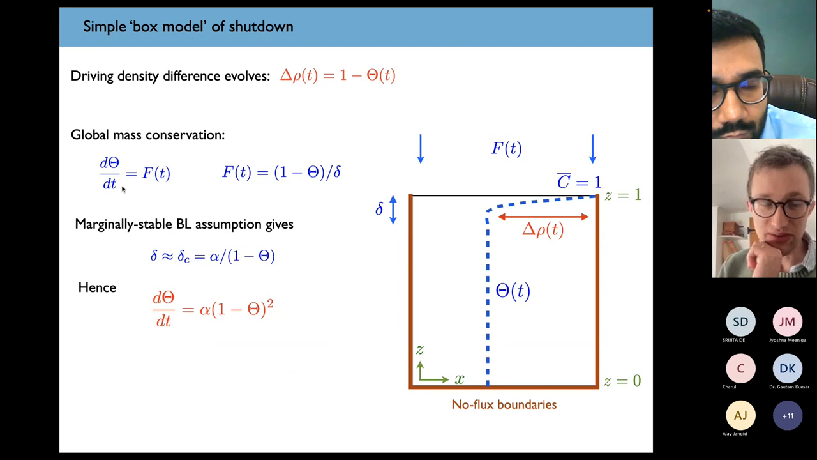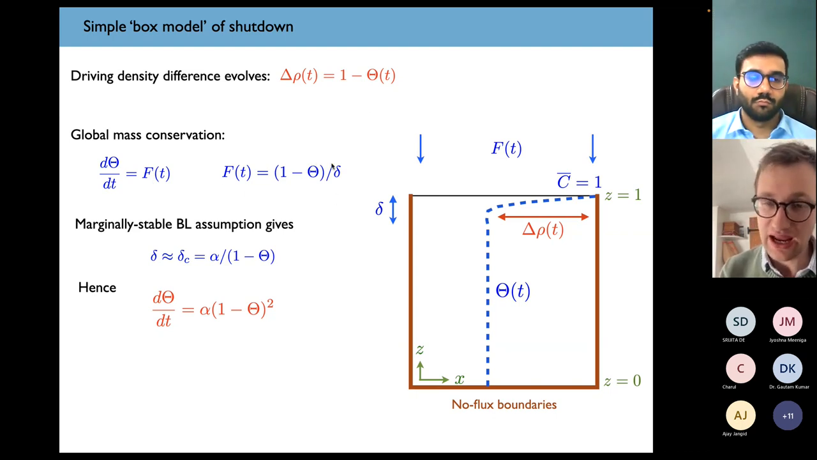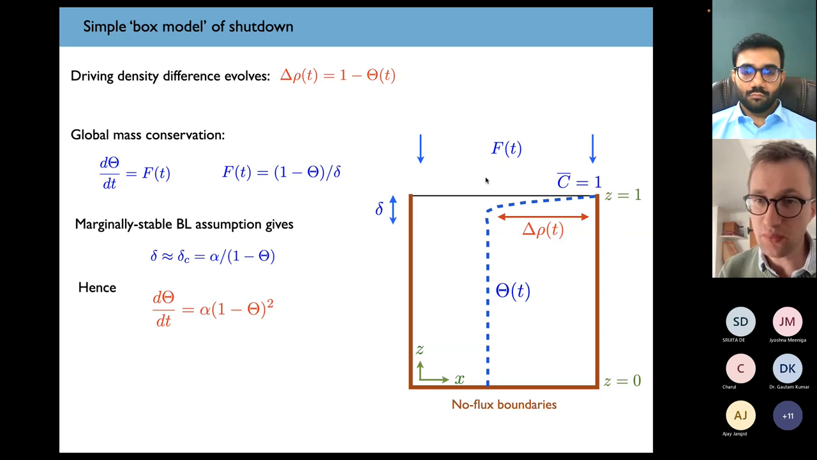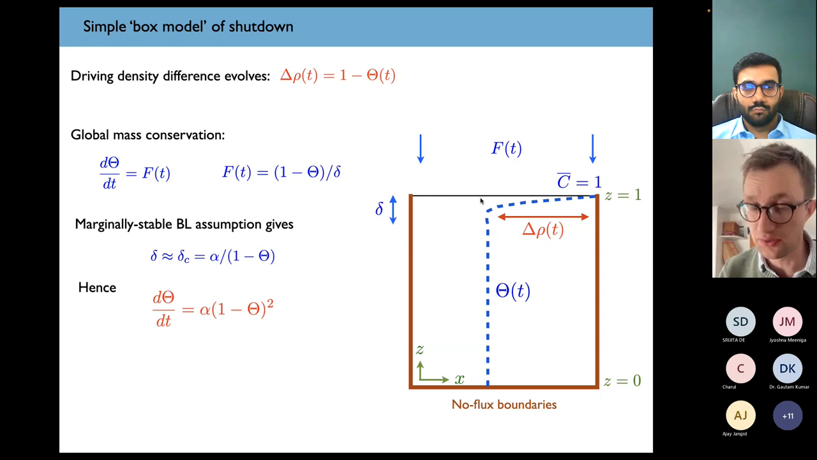You can simply write down, you can integrate the transport equation if you want to, but this must be true by just mass conservation considerations, that the evolution of this theta is driven by the flux through the top. So d theta dt is just F, the flux of concentration through the upper boundary. And F, if you recall, there's no flow through the top. So the only way concentration can get in is by diffusion.